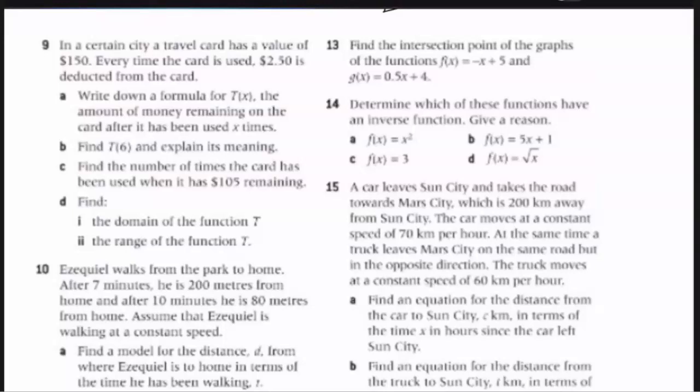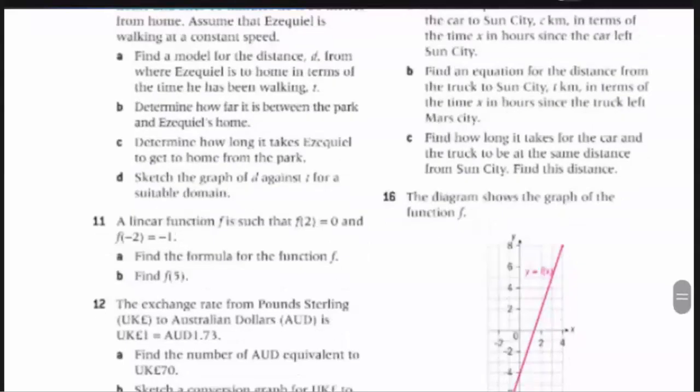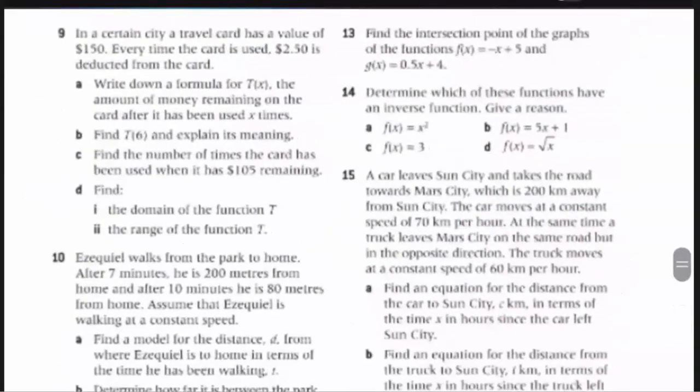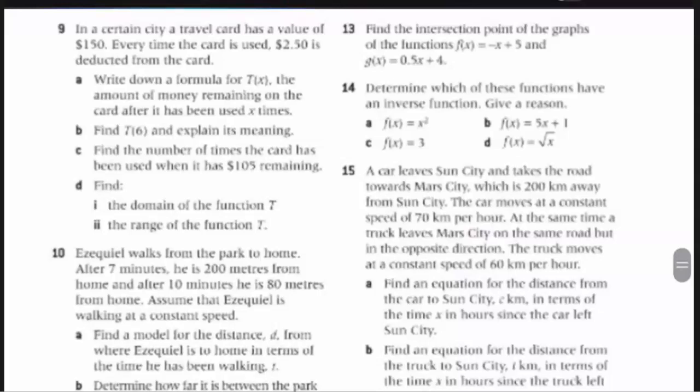Hey there guys, this is the second page of your review covering problems 9 through 16. Hopefully this one isn't as long as the first one, but I'll try to go a little bit faster. We'll see. So in a certain city, we have a travel card that has a value of $150. Every time the card is used, there is a $2.50 charge that is deducted from the card.